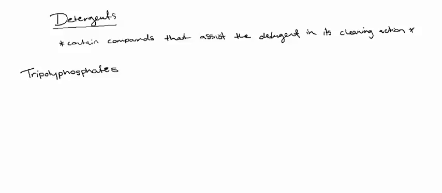Now, as the name suggests, tripolyphosphates, their structure is related to that of a phosphate ion. The fact that we've got the tripoly at the start means, so poly means many phosphate ions, and tri is going to tell us that, well, that many is actually 3.